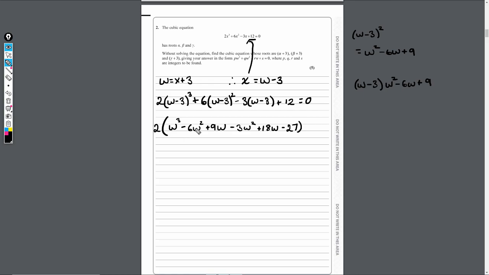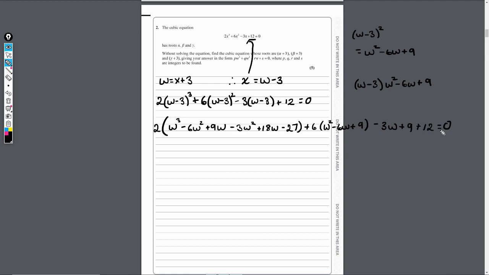Okay, so all of that will be times by 2, because that's 2 lots of x cubed. We've got 6 lots of this, so this is going to be running off the page here. So let's see if we can fit most of it on. So 6 lots of w squared minus 6w plus 9, minus 3 lots of this, so minus 3 times w, so minus 3w, and then minus 3 times minus 3 plus 9. And we've got our plus 12 at the end, and this is equal to 0.